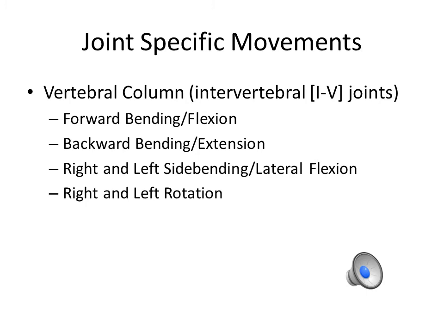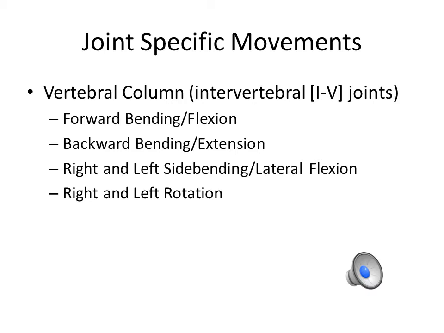Specific joint movements that occur at the vertebral column, also known as the IV or intervertebral joints, are forward bending or flexion, backward bending or extension, right and left side bending or right and left lateral flexion, and right and left rotation.